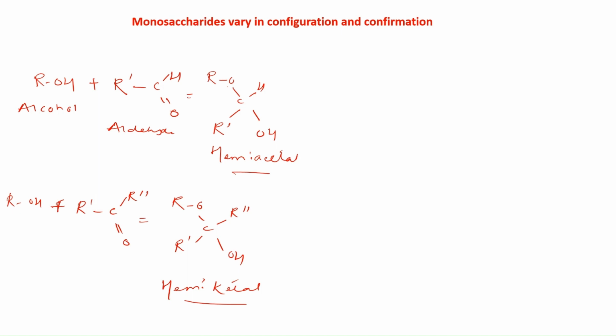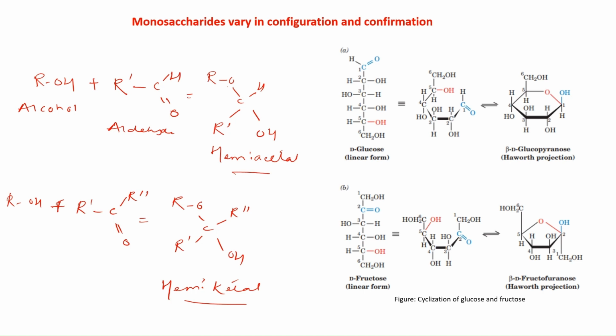Now, a similar reaction happens due to which a monosaccharide cyclizes. If you see this structure, this is a structure of D-glucose. The OH group attached with the fifth carbon reacts with an aldehyde, that is the first carbon, and forms a hemiacetal structure. This structure is known as beta D-glucopyranose.